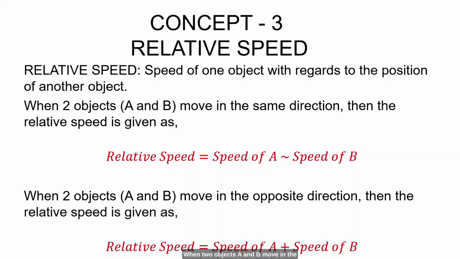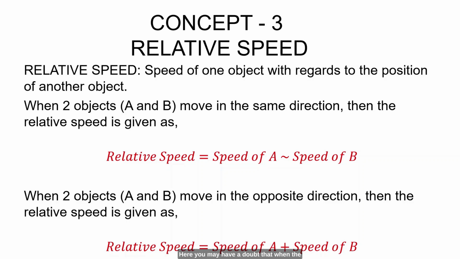When two objects A and B move in the same direction, then the relative speed is equal to speed of object 1 minus speed of object 2. When two objects A and B move in the opposite direction, then the relative speed is equal to speed of A, that is object 1, plus speed of B.